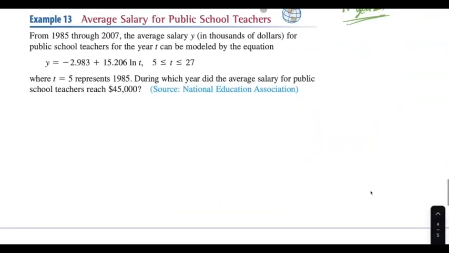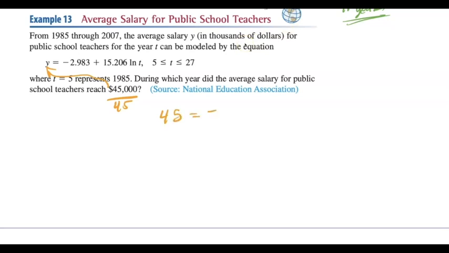Average salary for public school teachers, our last problem. From 1985 to 2007, the average salary for public school teachers in thousands of dollars is modeled by this equation. We have this equation here, it's a natural log, where t represents 1985. During which school year did the average salary for public school teachers reach $45,000? It is in thousands of dollars, so we're going to plug 45 in. We've got to watch that. It's in thousands of dollars.